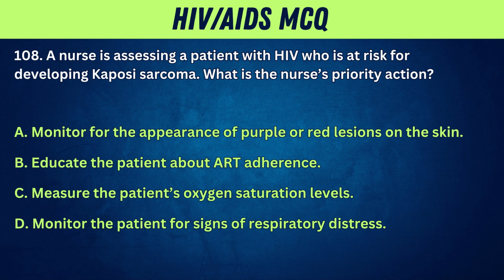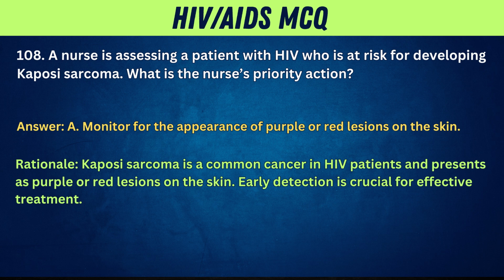A. Monitor for the appearance of purple or red lesions on the skin. B. Educate the patient about ART adherence. C. Measure the patient's oxygen saturation levels. D. Monitor the patient for signs of respiratory distress. Answer: A. Monitor for the appearance of purple or red lesions on the skin. Rationale: Kaposi sarcoma is a common cancer in HIV patients and presents as purple or red lesions on the skin. Early detection is crucial for effective treatment.